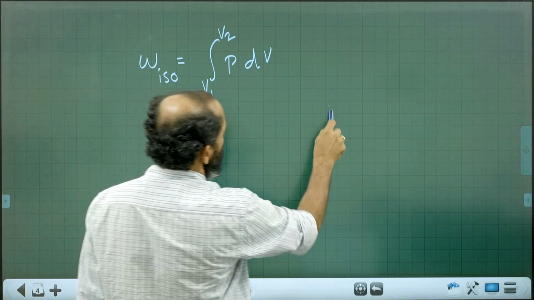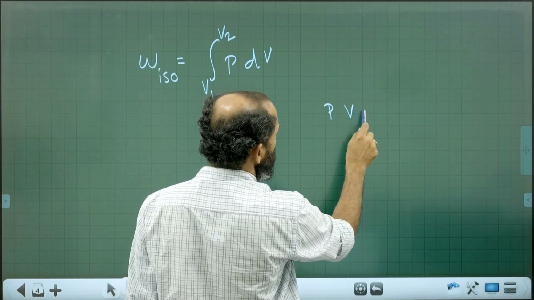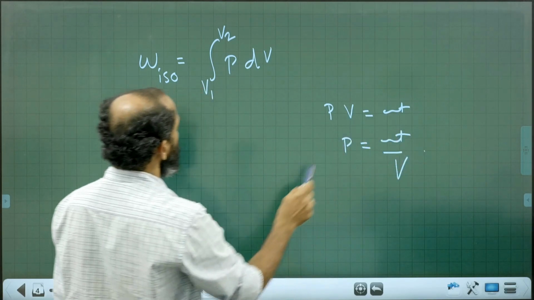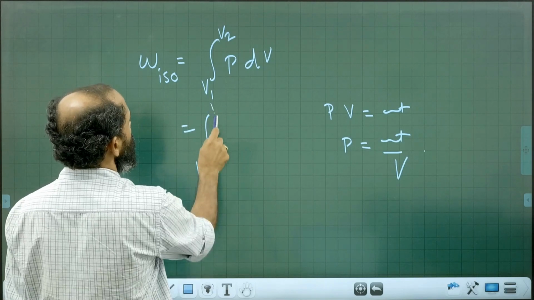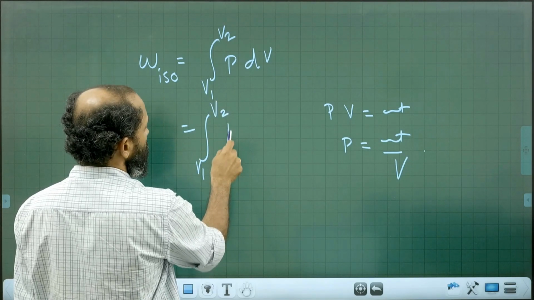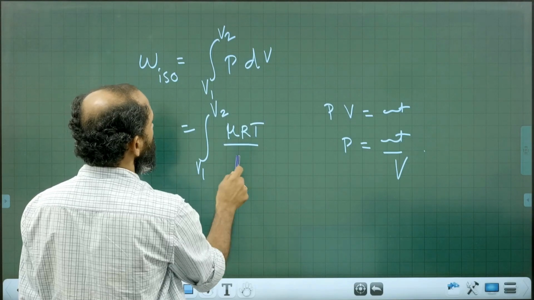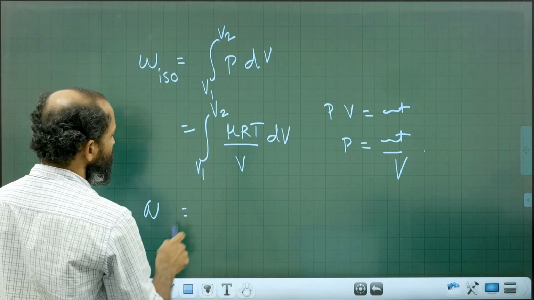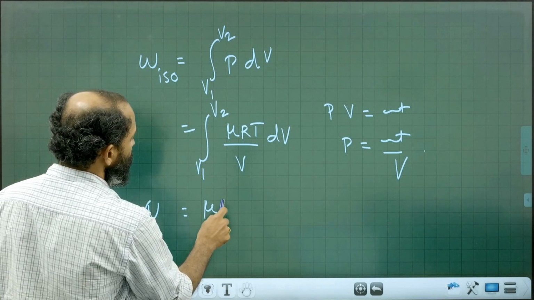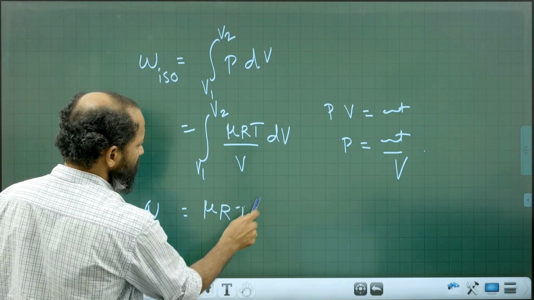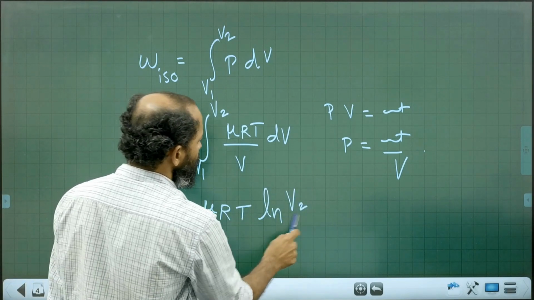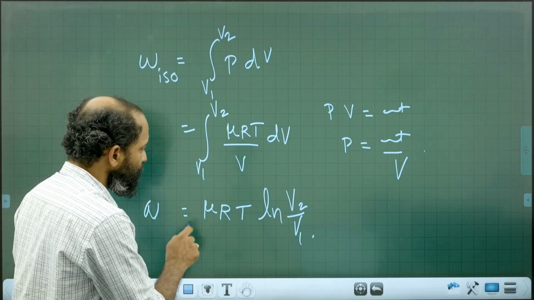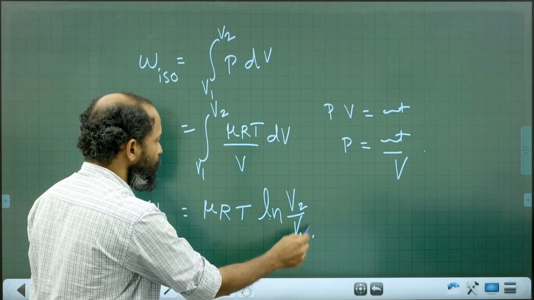But PV equals a constant. That is why P equals constant divided by V. So integrating from V1 to V2, the constant. What is that constant? Mu RT divided by V dV. On integrating and substituting the limits, you get mu RT log V2 by V1, where work done is proportional to T log V2 by V1.